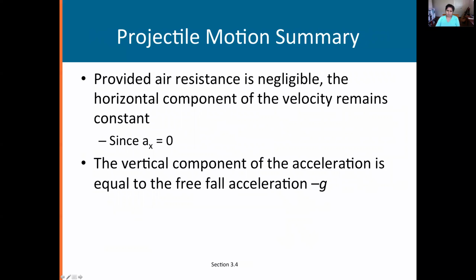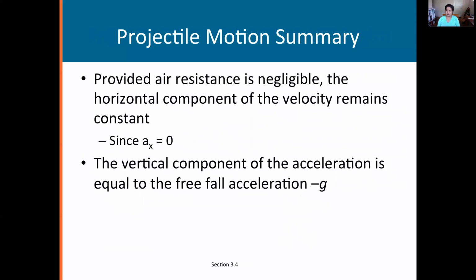So in summary, what did we find for projectile motion? It's a special case which we can reduce down to two one-dimensional motions along x and y, and completely different things happen along the x direction. We have no acceleration here, and we have a negative 9.8 meters per second squared acceleration here. In both directions, x and y, we have uniform acceleration, so the kinematic equations apply.